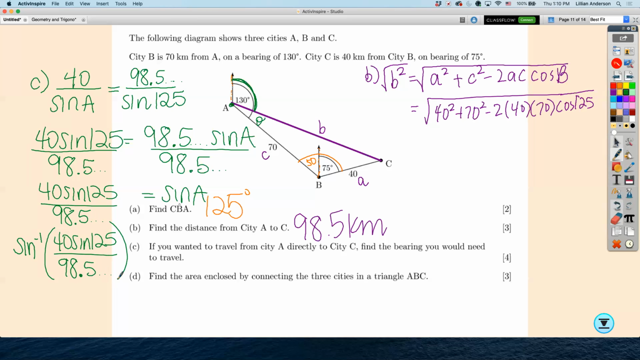That's how I find angle A. That is how I find angle A. What did you get? So you get roughly about 19.4, right? But since I'm looking for the bearing, I want to subtract that number from 130.